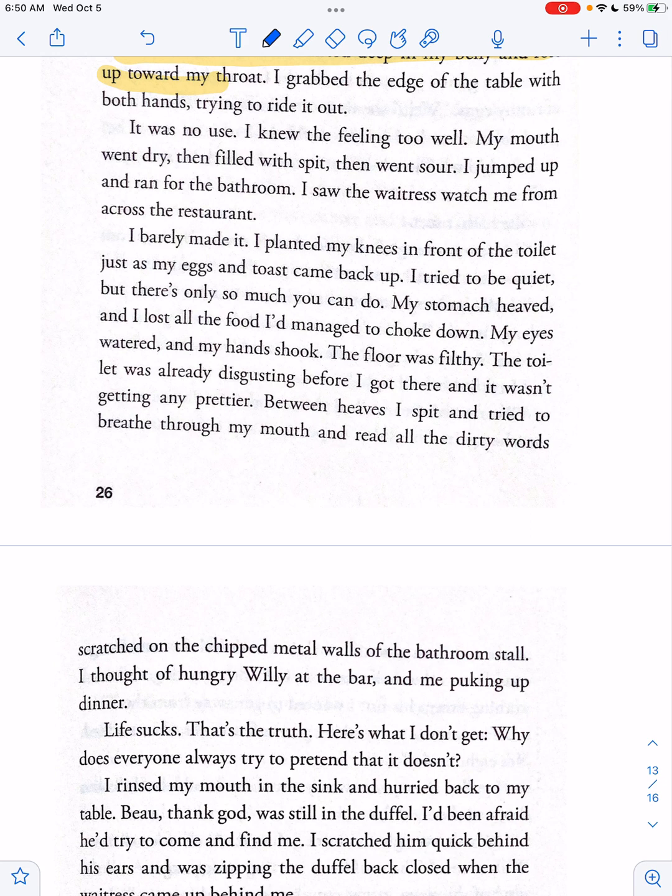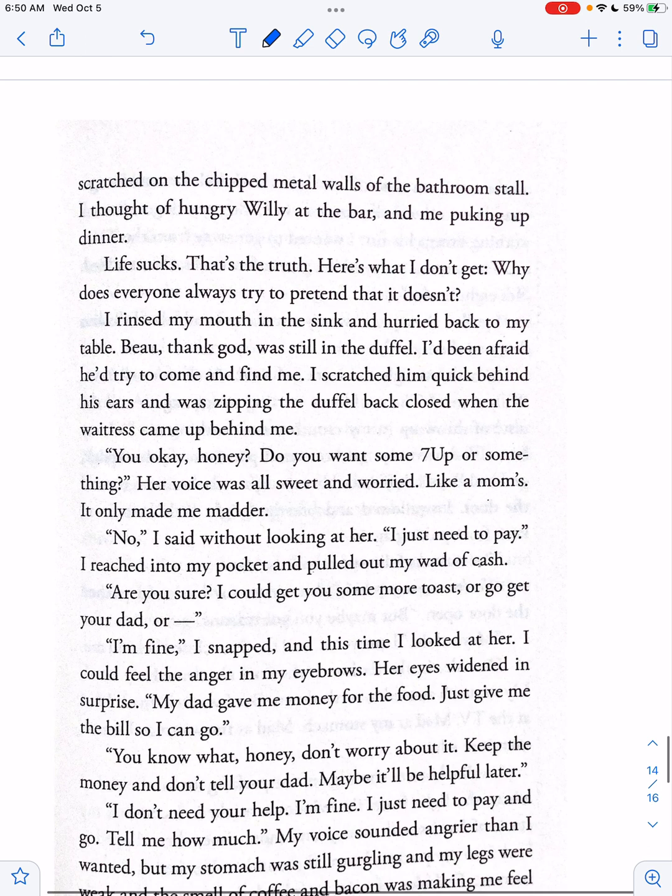My eyes watered and my hands shook. The floor was filthy. The toilet was already disgusting before I got there, and it wasn't getting any prettier. Between heaves, I spit and tried to breathe through my mouth and read all the dirty words scratched on the chipped metal walls of the bathroom stall. I thought of Hungry Willie at the bar and me puking up dinner. Life sucks. That's the truth. Here's what I don't get. Why does everyone always try to pretend that it doesn't?